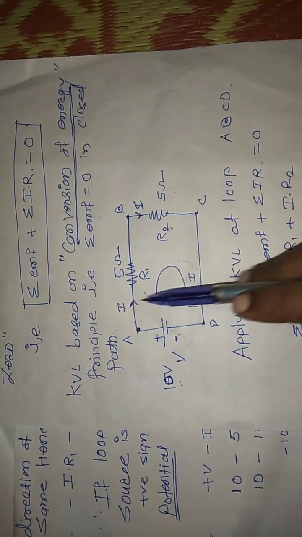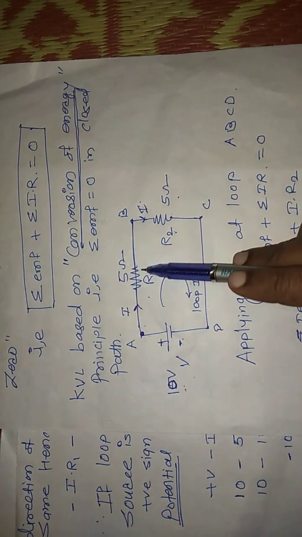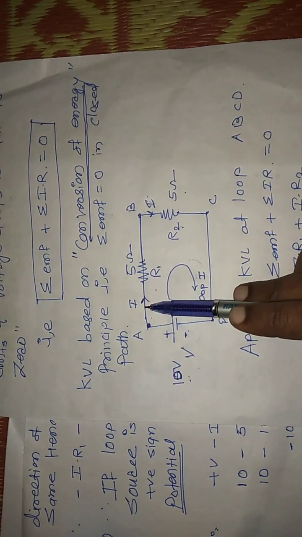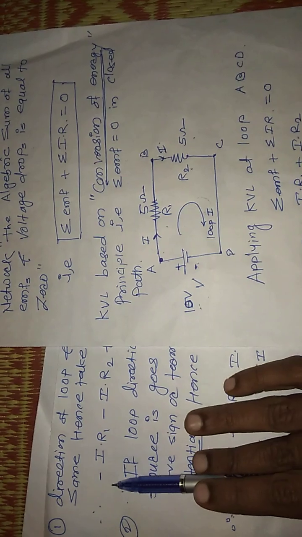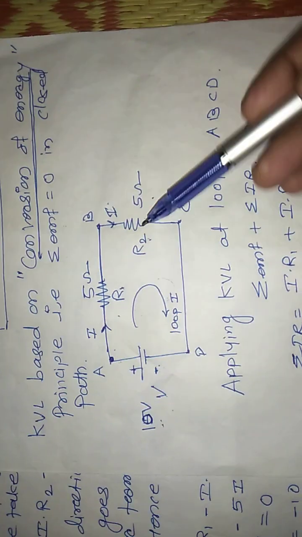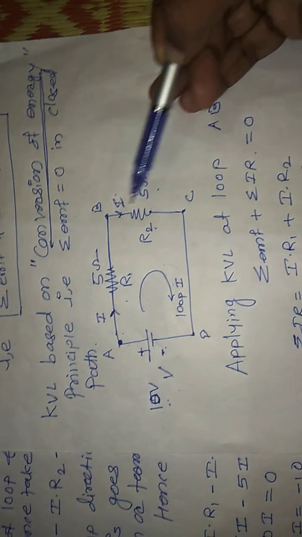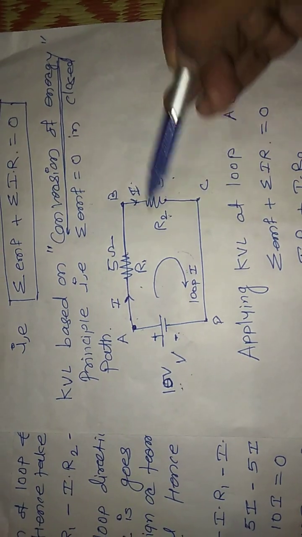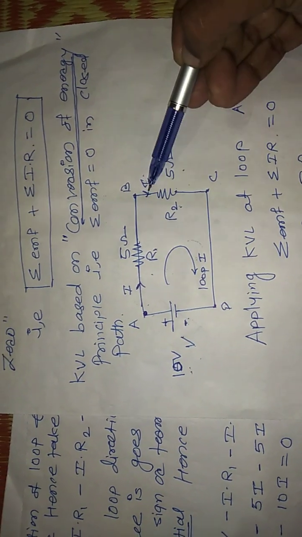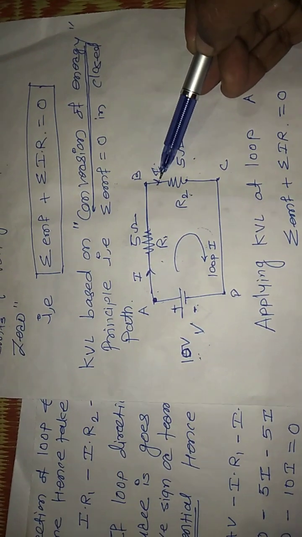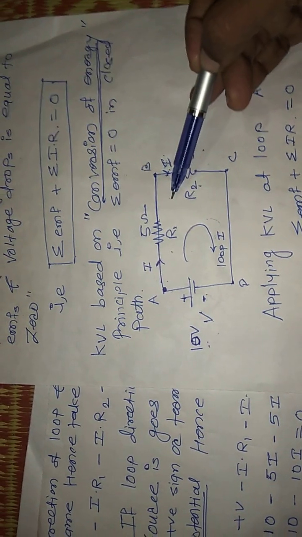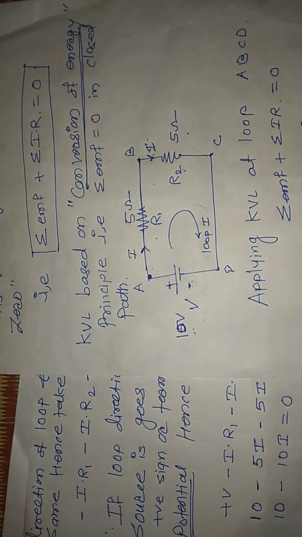For example, for the loop direction with this current through the resistor, the loop direction and the current direction are the same, hence take minus I into R1. Similarly, the direction of current flowing through the resistor R2 and the loop direction are the same, so you also have to take the minus sign. If any one is in the opposite direction, then you have to go with the positive sign.